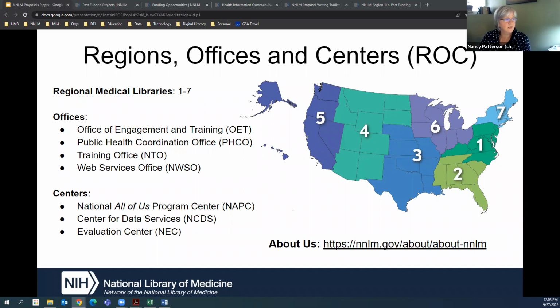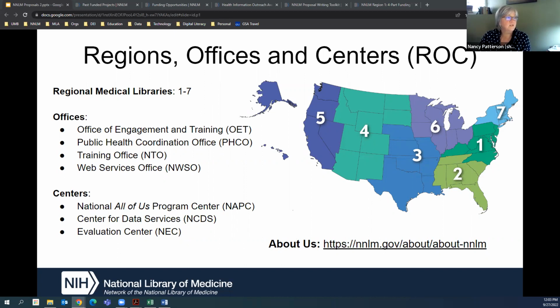The centers, there's 3 of them. We've got the National All of Us Program Center, and actually while I'm talking, let me type in the All of Us link here for anybody not familiar with the All of Us program. It's an NIH research program with a goal of gathering 1 million research samples to sort of even the playing field in terms of health research across the population in America. It's really interesting and it's growing. And they have their own funding too. So a different focus, but take a look at All of Us if you think it might be relevant.